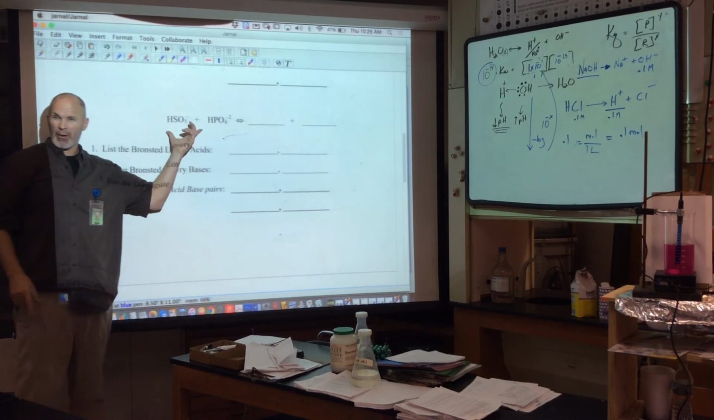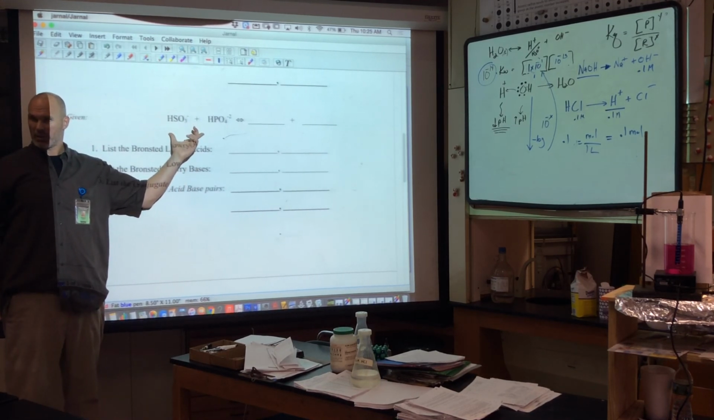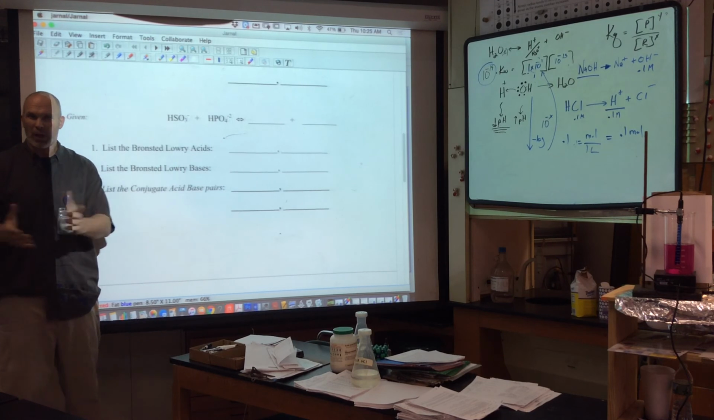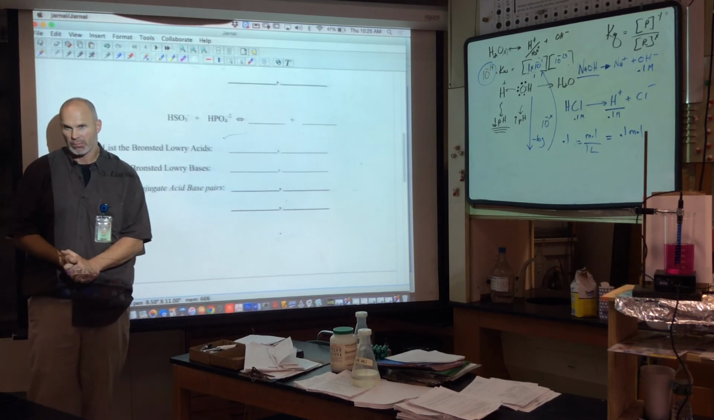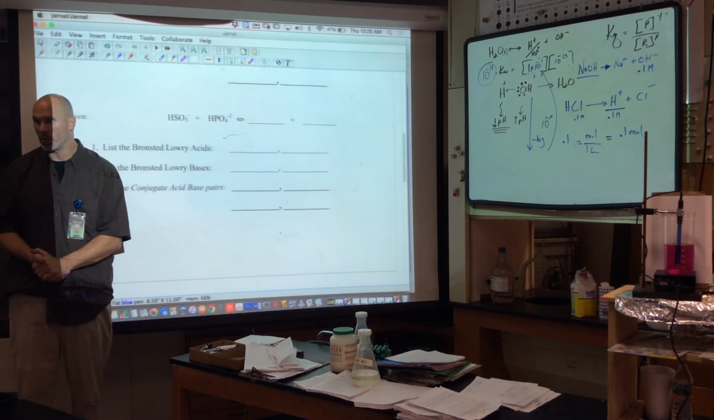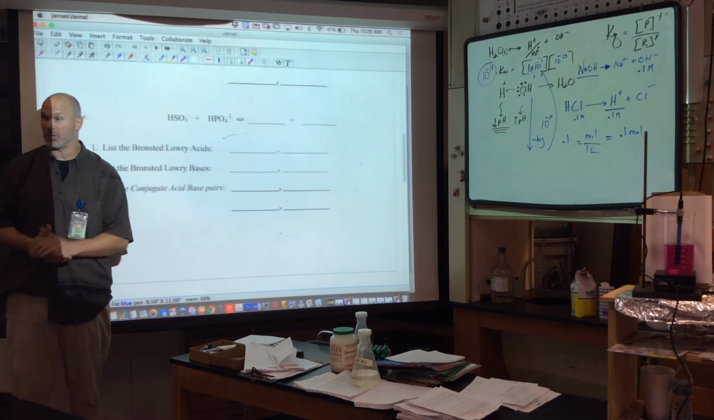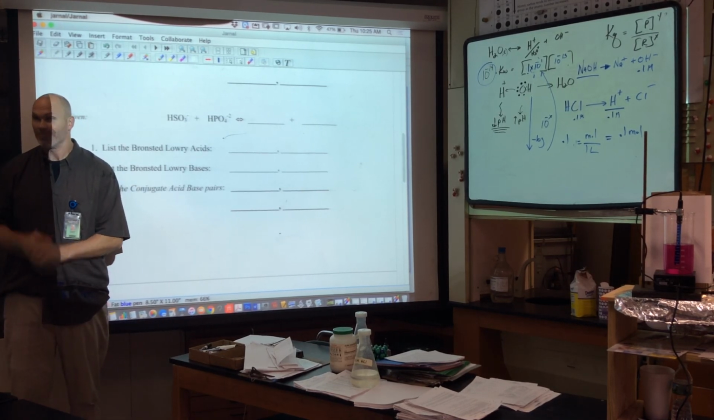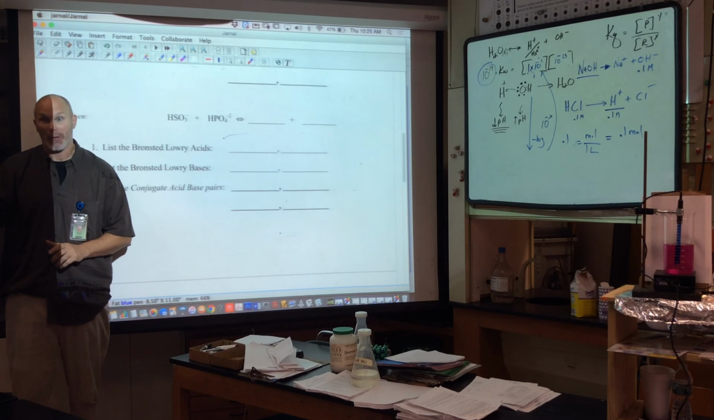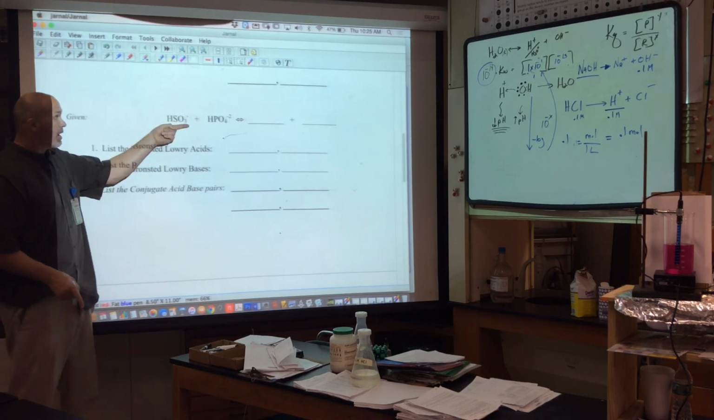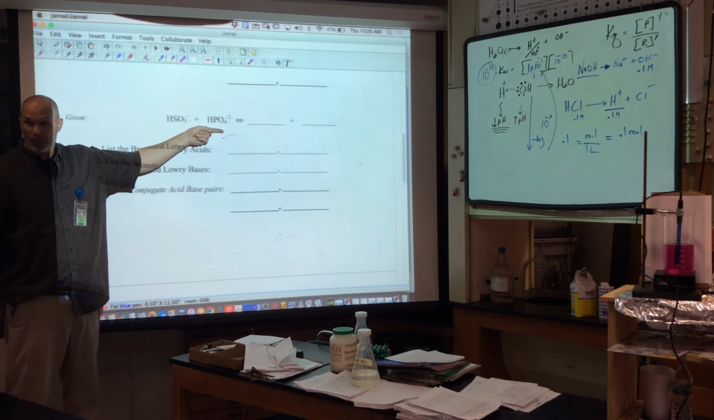These are called amphoteric. They can act as an acid or a base. So how do I know which one acts as an acid? Does it not matter? It does matter. The one that is a better acid will be the acid. Somewhere you have to look. Go find these chemical species somewhere and look for their Kas.